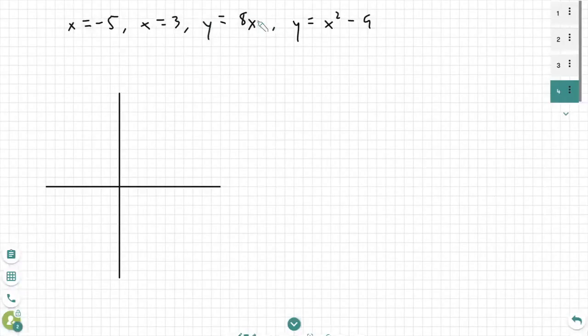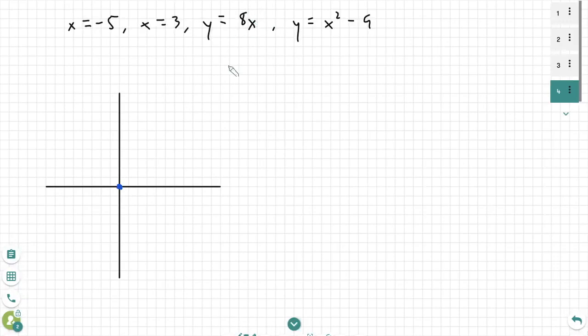Do you know what 8x looks like? y equals 8x. Where's the intercept? 0, 0, right? Yeah, 0, 0. Because the y-intercept is there's no plus b, which implies b is 0. So it goes through the origin.